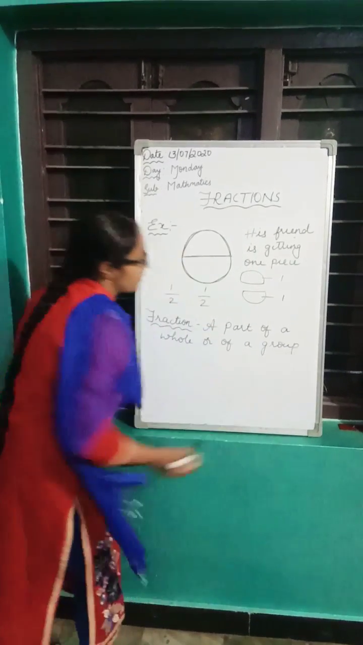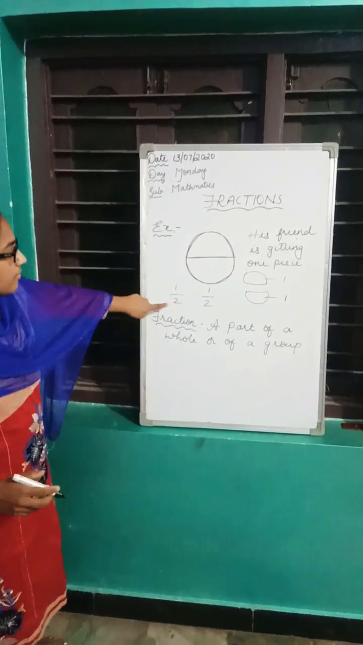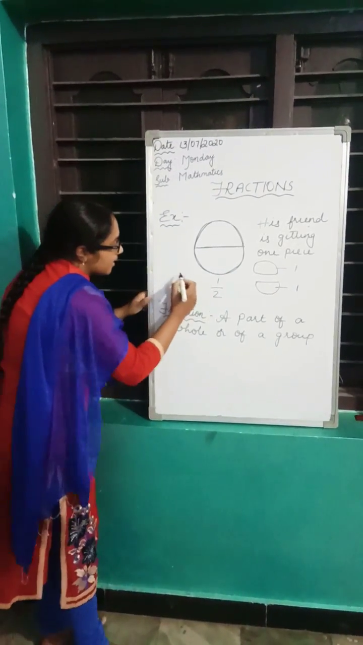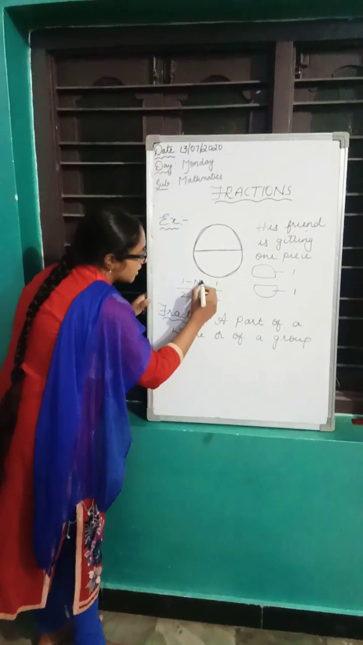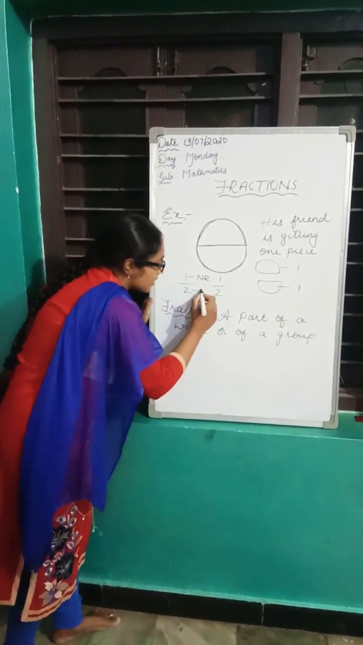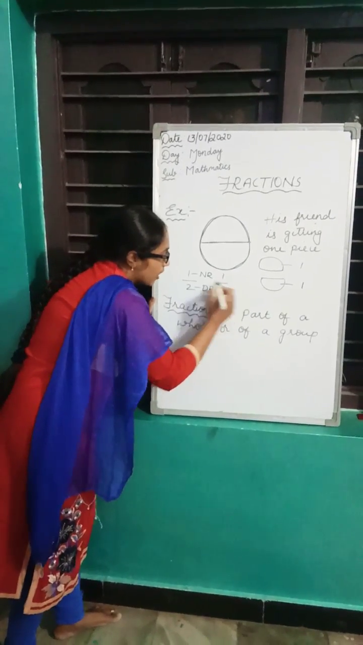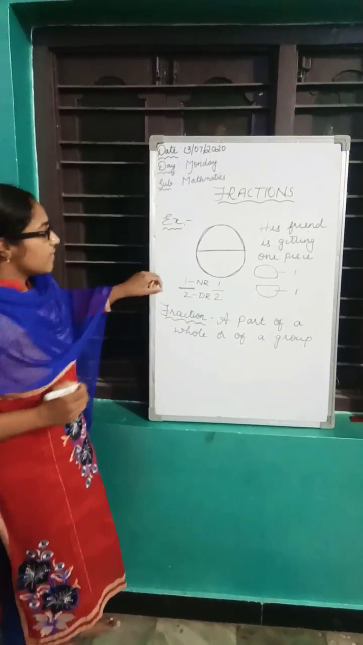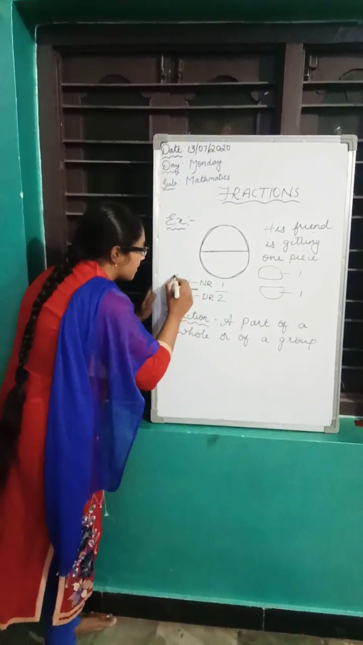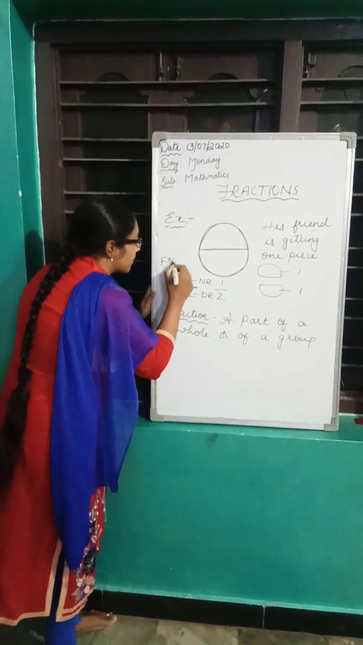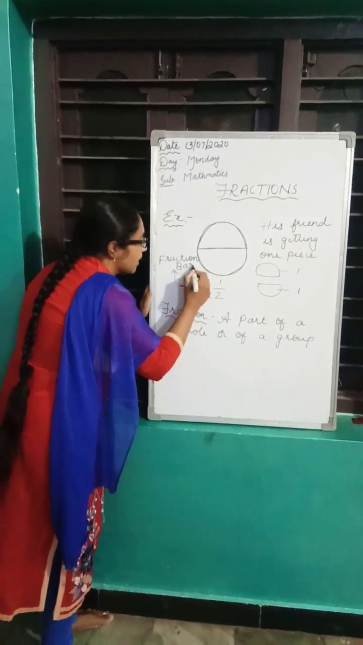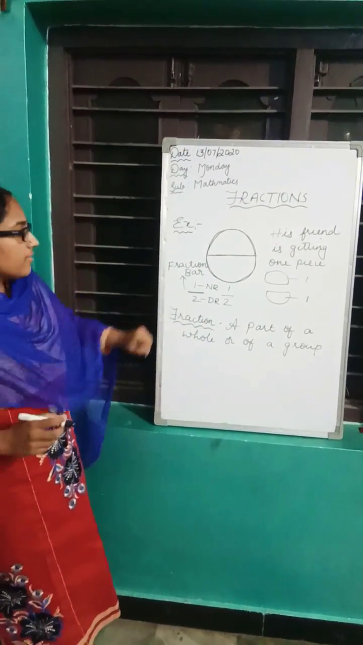Now you may have a doubt. What is this 1 called? What is this 2 called? And what is this line? We can say this is the numerator and this is the denominator. And what is this line? The line which is dividing the numerator and denominator is called the fraction bar, or we can also call it a dividing line.